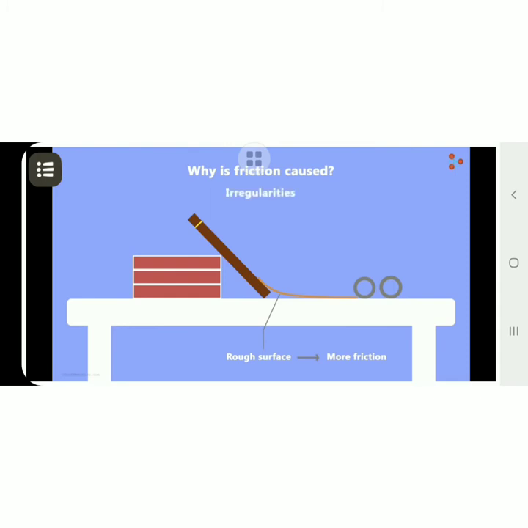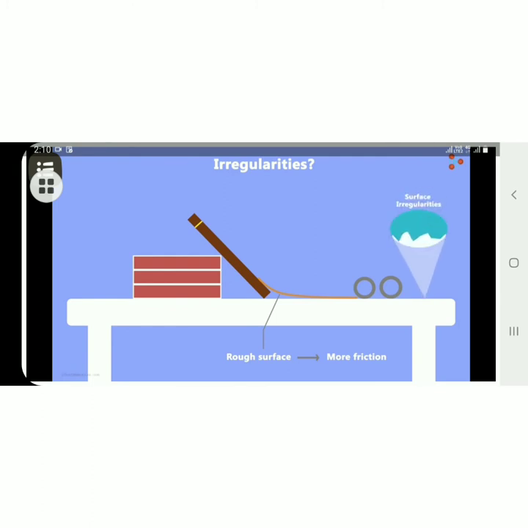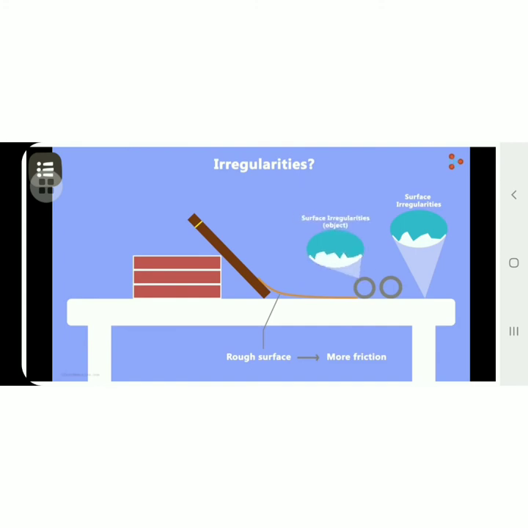So why is friction caused? It is because of irregularities; the surface is irregular, so the friction will be affected. By looking at the surface, we cannot see the irregularities of the object. But if we see in a microscopic view, every object will have some irregularities. Due to those irregularities, friction is developed. So the second factor that affects friction is the irregularities of the surface. Rough surface, more friction. So first, it depends on the nature of the surface; second, the irregularities of the surface.